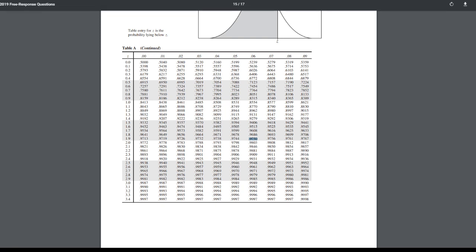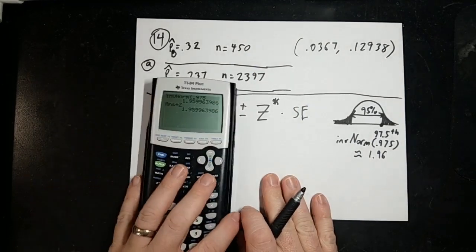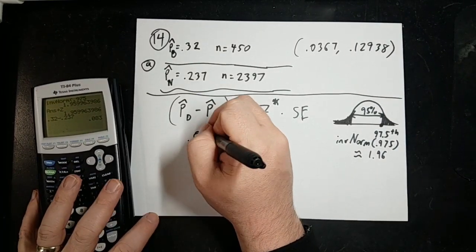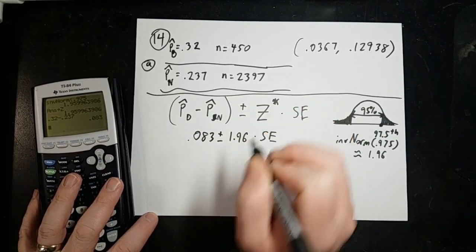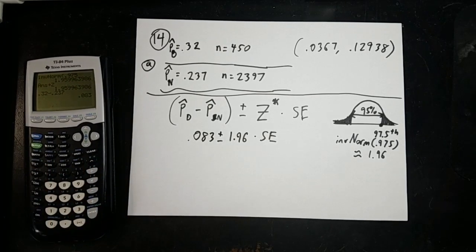Regardless. Let me jump back here. Now, if I were to calculate the difference between these two decimals, it'd be 0.083 plus or minus 1.96 times some kind of a standard error. Now, this standard error has to be the combined standard error of these two separate samples. We do not know the population P. We're trying to capture the true P, the true difference between these two.